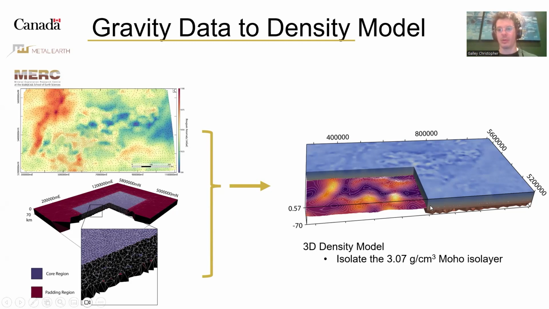And this is just then cut open from our 3D density model. There's a number of things you can look at studying, but the aspect of it that we're focusing in on is the Moho. The Moho is typically derived from seismic models, so sort of a velocity feature. But you can also derive a proxy for the Moho from density distributions. And previous studies have shown that looking at the 3.07 grams per cubic centimeter density isolayer can well represent the Moho.